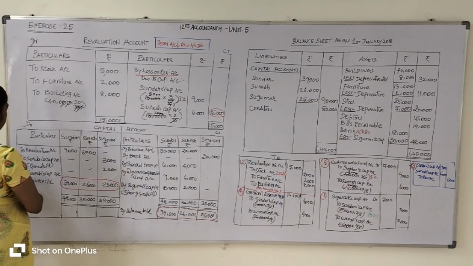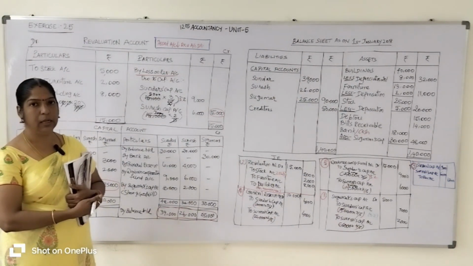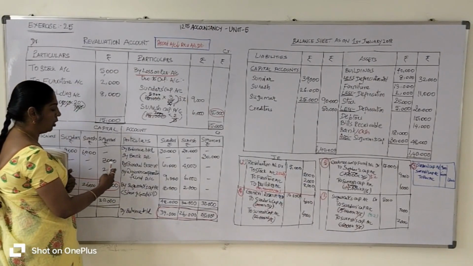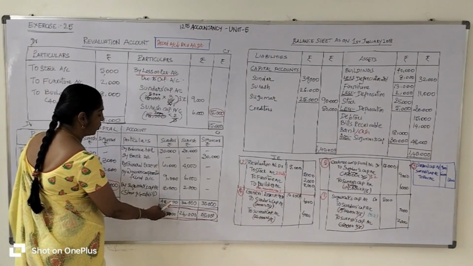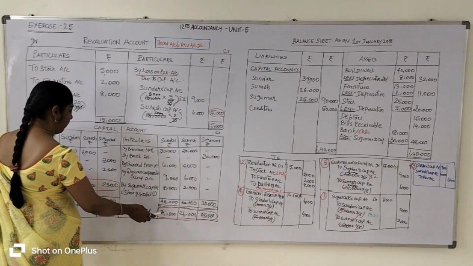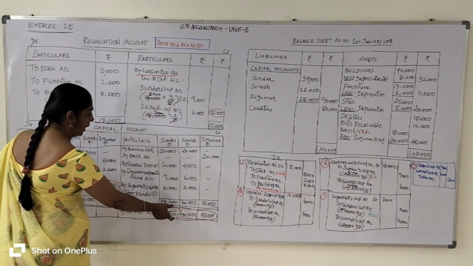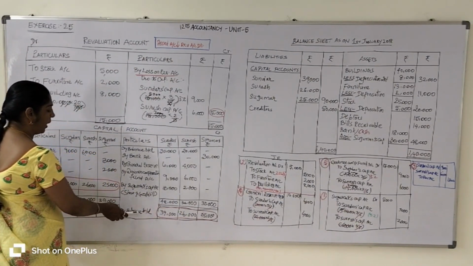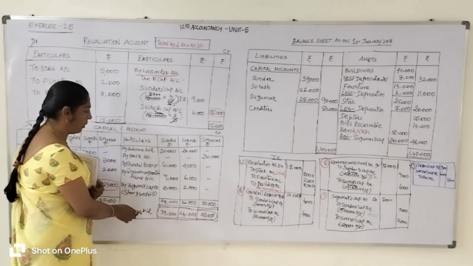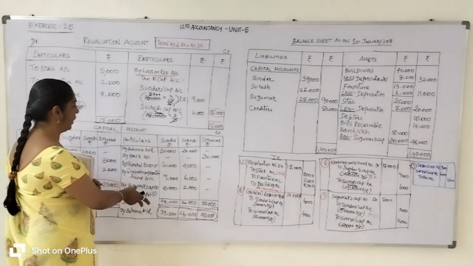Against this, you write 'By balance carried down', which means this is the closing balance of the capital account. After you enter the closing balance, immediately bring it down to the opposite side and enter it below the total. The same values, 39,000, 26,000 and 25,000 rupees. Against this value you write 'To balance brought down', which means this is the opening balance of the capital account for the next accounting period. So we prepared the capital account.